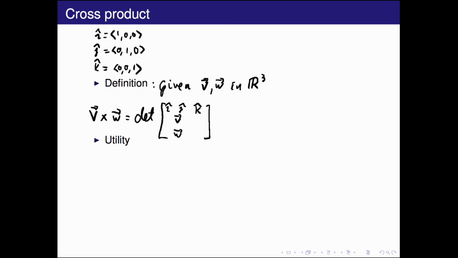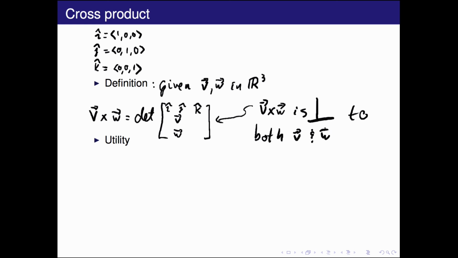And the nice thing about this definition is that when you calculate this thing, v cross w is perpendicular to both v and w. So we can use it, for example, if we know that there are two vectors that live in a single plane. So suppose we have two vectors that live in a plane, we can use their cross product to be a normal vector for our plane, and that'll help us build the equation for the plane.